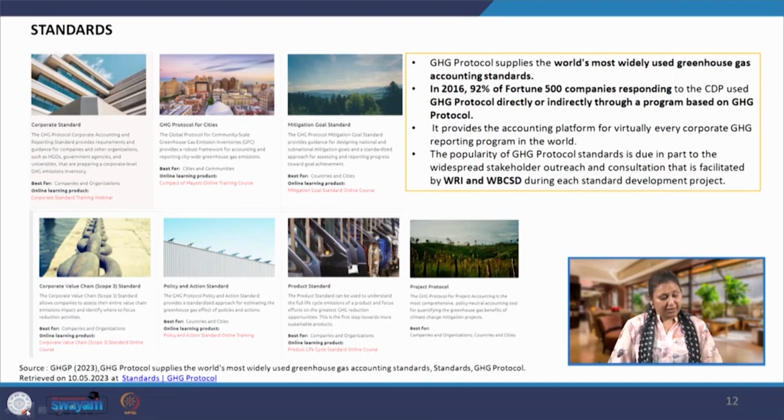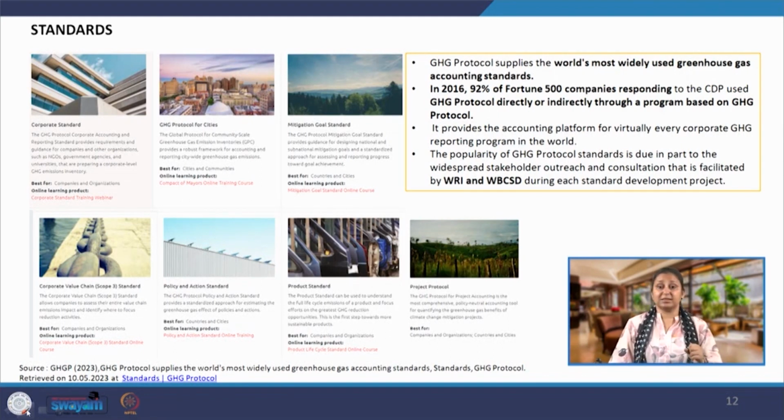Then we have the corporate value chain standard, which is largely dealing with scope 3, and we will come to what scope 1, 2, 3 is in the subsequent lectures of this week, but it largely looks at the scope 3 emissions through the entire value chain. So, it is not the direct emissions seen from the assets owned by the company, but it is through the entire value chain, from where the raw material is procured and how the delivery is happening to the end user. Through that entire value chain, we are looking at the emissions which go in scope 3 emissions. So, this is the corporate value chain standard.